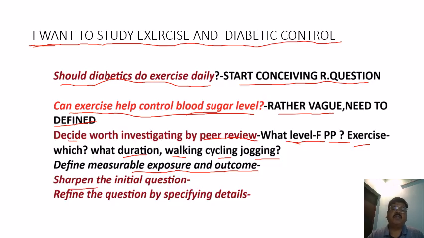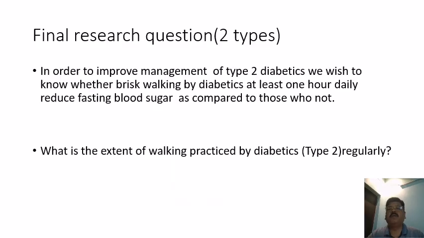Then sharpen the initial question. The initial questions: the first question, which is rather crude or just primitive, was should diabetics do exercise daily? Then the second question was, can exercise help control blood sugar level? Now we have to sharpen the initial question and refine it by specifying the details. Here is the final research question: in order to improve management of type 2 diabetes, here diabetes is also defined, type 2 diabetes mellitus, we wish to know whether brisk walking by diabetics at least 1 hour daily reduces fasting blood sugar as compared to those who do not.